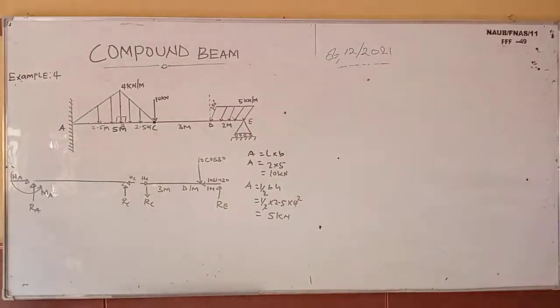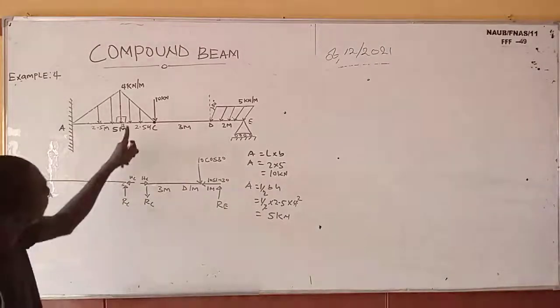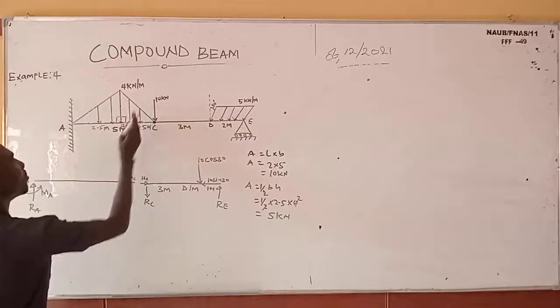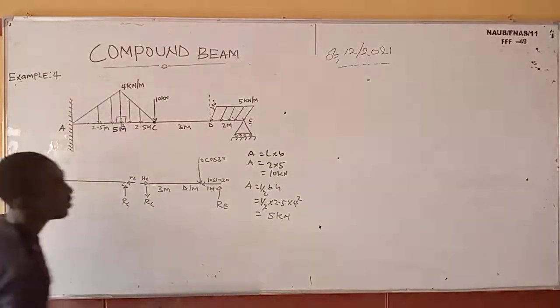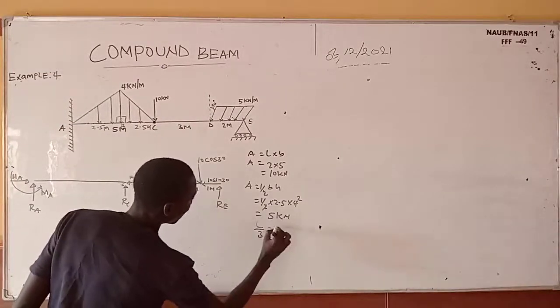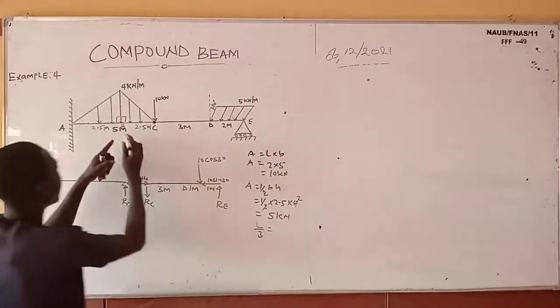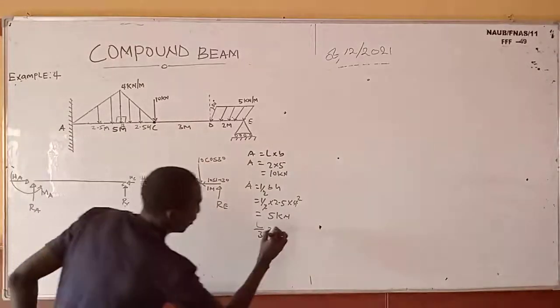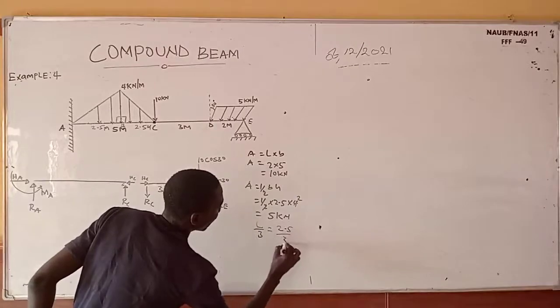Now, the length at which this uniform distributed load will act. You know this one is going to act away from 90, this one too will act away from 90, and they will both act at L/3. The total length for this is 2.5, and the total length for this is also 2.5. So it's going to be 2.5/3.